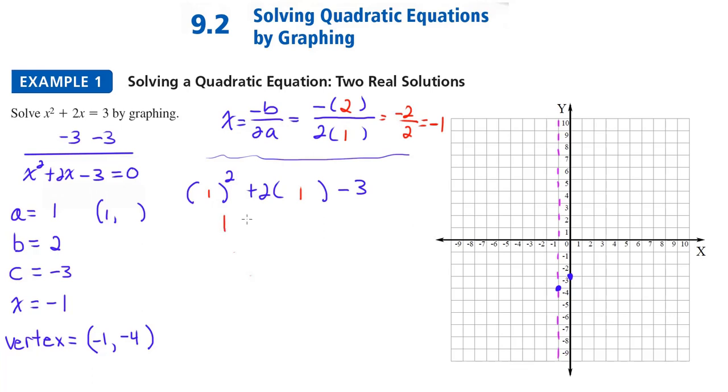1 squared is 1. 2 times 1 is 2. Bring down the negative 3. 1 plus 2 is 3. And 3 minus 3 is 0. So our y value is 0. So one of our points is 1 comma 0.